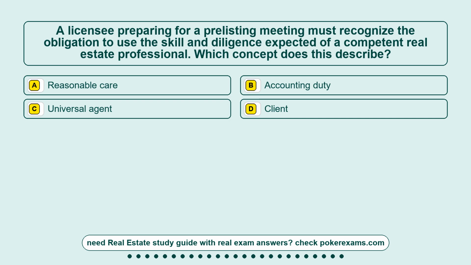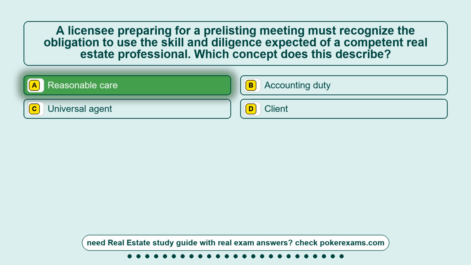Question 13. A licensee preparing for a pre-listing meeting must recognize the obligation to use the skill and diligence expected of a competent real estate professional. Which concept does this describe? Option A, reasonable care. Option B, accounting duty. Option C, universal agent. Option D, client. The correct answer is option A, reasonable care.